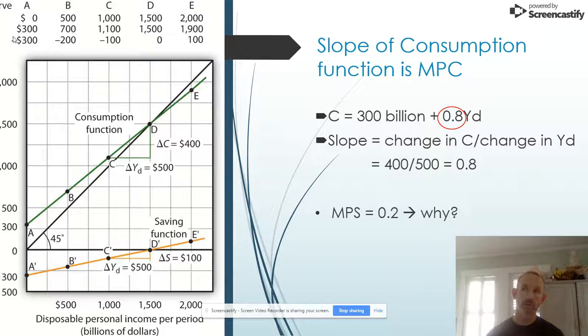So if you remember your algebra, that coefficient 0.8 is the slope of that line, because for every extra dollar in income, you multiply that by 0.8, and 0.8 gets added to the consumption. So for a $1 change in income, consumption goes up by 0.8. That's marginal propensity to consume. So the slope of the consumption function is the MPC. And hopefully you understand now why MPS would have to be 0.2 in this case.